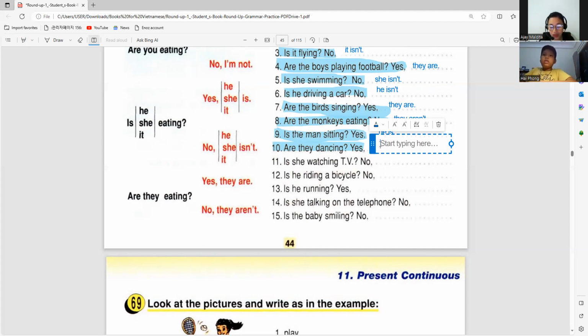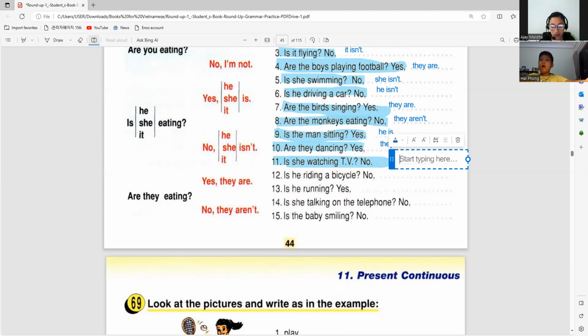They dancing. Yes. They. Okay, yes, they are. Okay, number 11, please read. Is she watching TV? No. She isn't. Okay, no, she isn't. That's right, Phong. Okay, number 12.